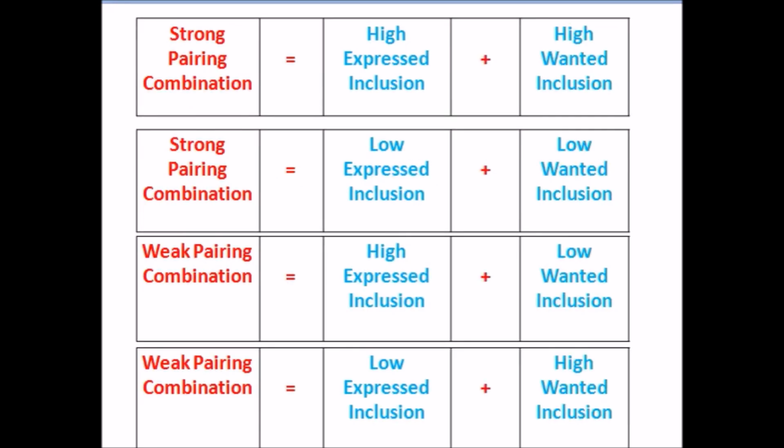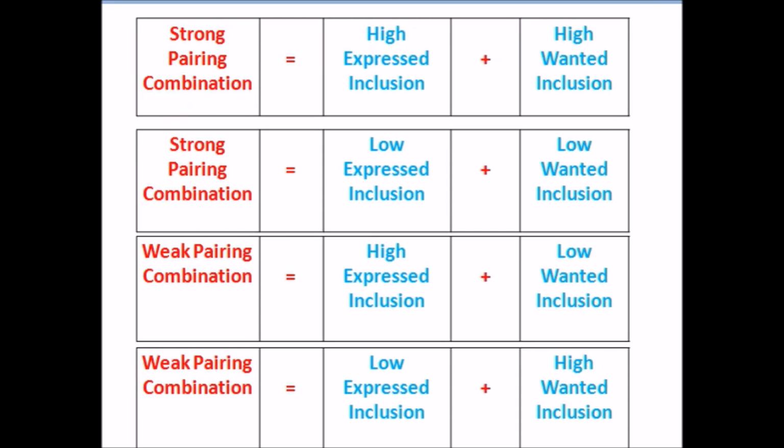So if you actively work to both include others in your events and also want others to include you in theirs while communicating those factors clearly, then there is very little chance of people misreading your intentions and needs. This basically means if you have high expressed inclusion and also high wanted inclusion, then there is a high possibility of a strong pairing combination.